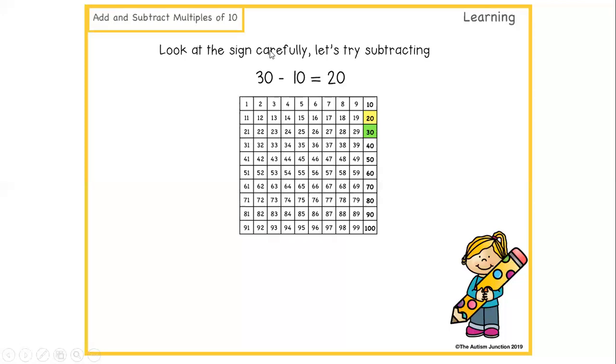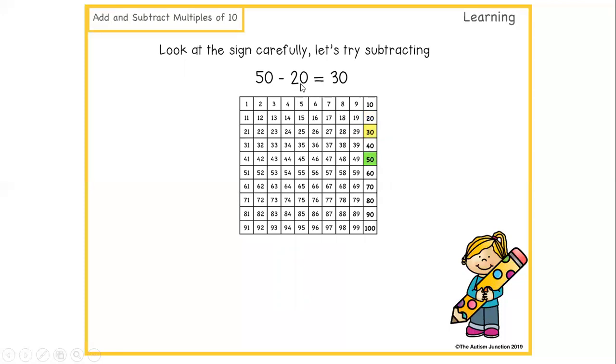Now let's look at the sign, because when we're subtracting, we do something different. We move up the chart instead of down the chart. So we start with the number they give us, which is 30. We're taking away a 10, so we only go back up one number, which gives us 20. So 30, one hop, take away 10 equals 20.